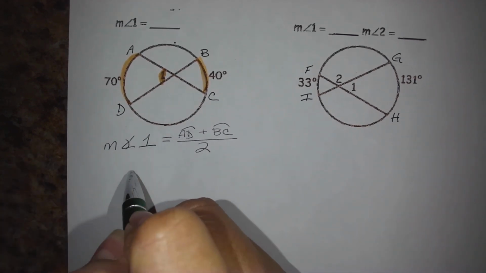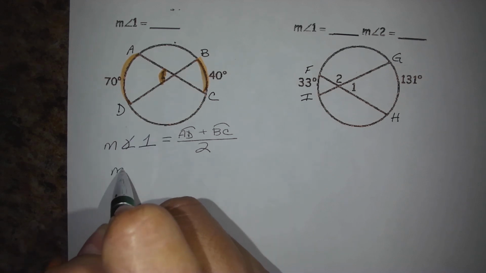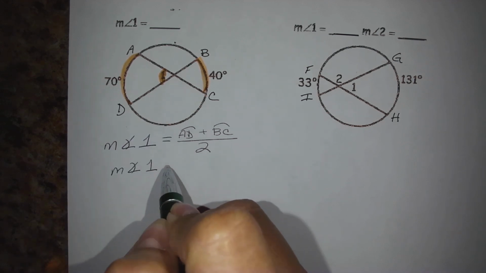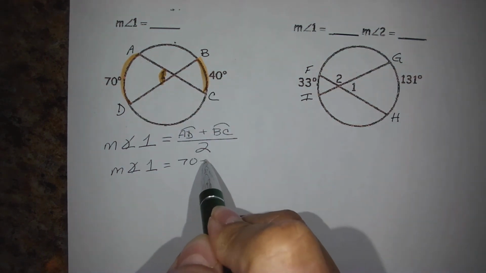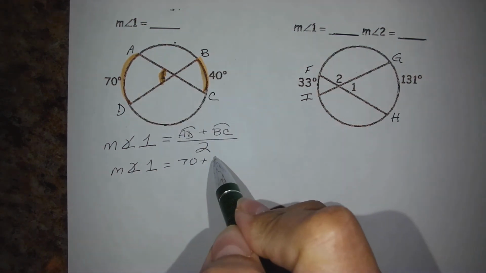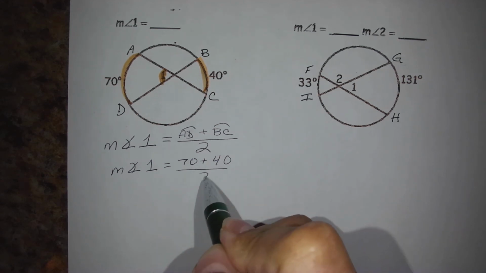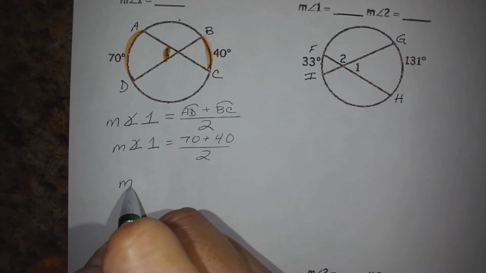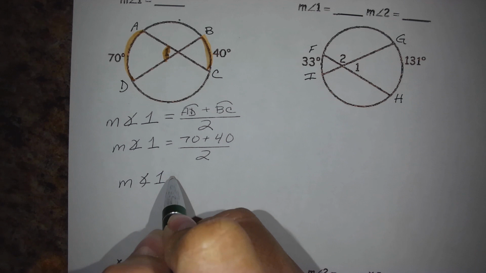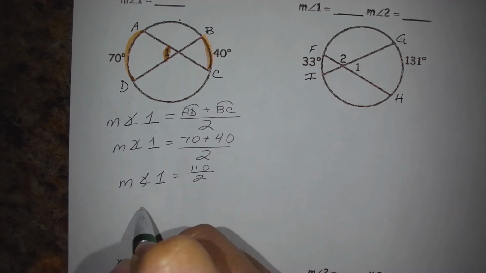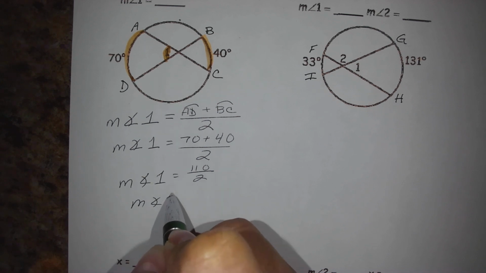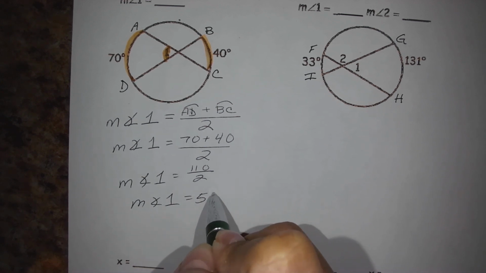So I don't know the measure of angle 1. I know AD is 70 plus BC is 40, and you're going to divide that by 2. So the measure of angle 1 is 70 plus 40, which is 110, divided by 2, and the measure of angle 1 is 55 degrees.